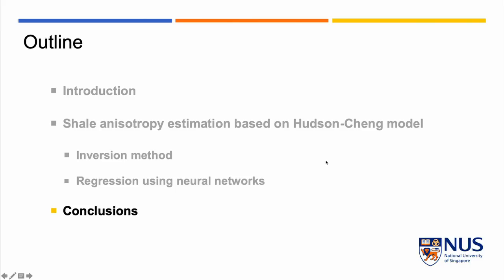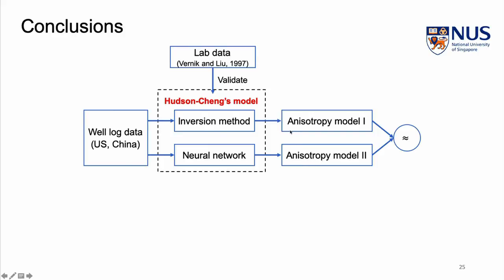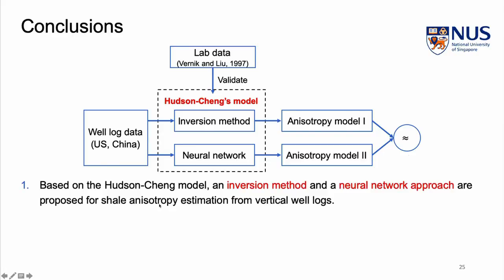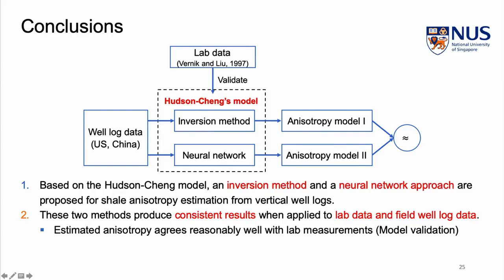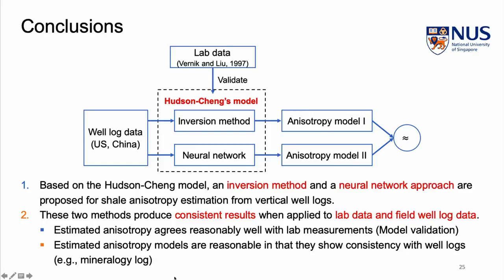So let me just do some conclusions, and then we can talk, answer some of the questions. We used the lab data to validate our approach, and then we used the well log data in the US and China in two different ways, from the inversion and the neural network, and we see that they give you roughly similar results. Based on our model, inversion and neural net approaches are proposed for shale anisotropy estimation for vertical wells. These two methods produce consistent results when applied to lab data and field data. Right, the estimated anisotropy agrees reasonably well with the lab data, and is reasonably consistent with the well logs, with the mineralogy logs.